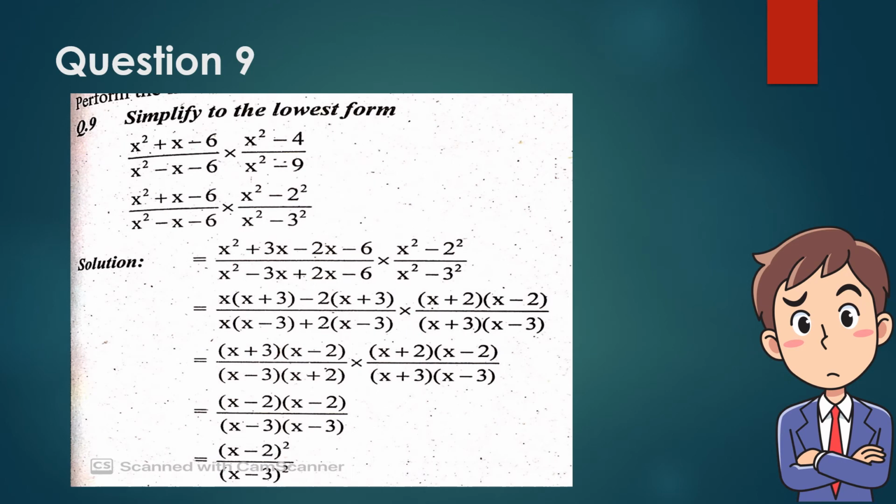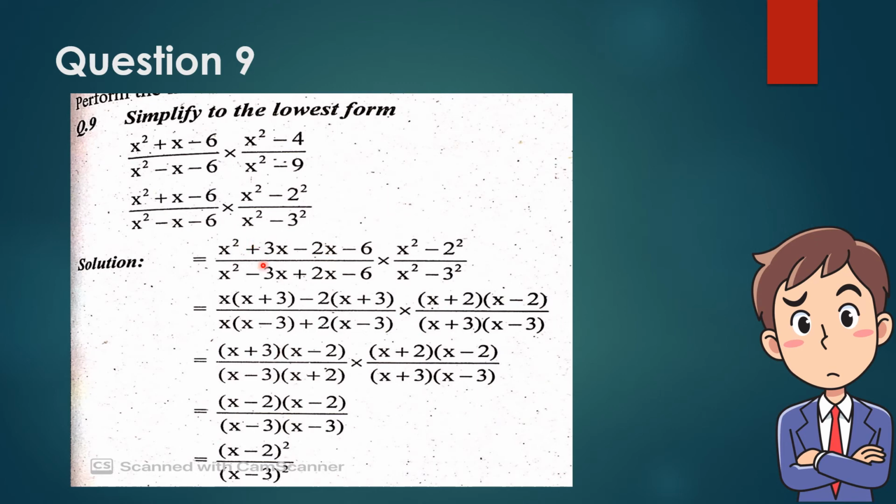In question number 9, we have to simplify the following fraction to the lowest form. So now you can see that we are doing the operation of multiplication. So what we have to do is simply make the factors first, and then we will cancel out the terms. So in the first one we have x square plus x minus 6. You will apply the midterm method, that is x square plus 3x minus 2x minus 6. In the denominator similarly we have to apply the midterm method.